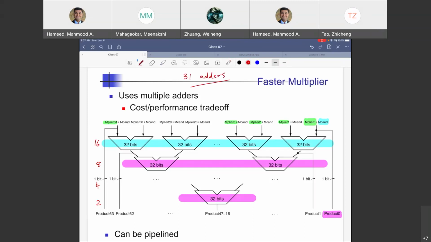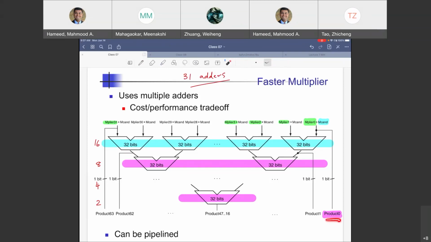Earlier we were using one adder 32 times. Now we are using 31 adders, but each of them is only being used once. How about the clock cycles? Oh, by the way, let me just show you how the answer is being read.